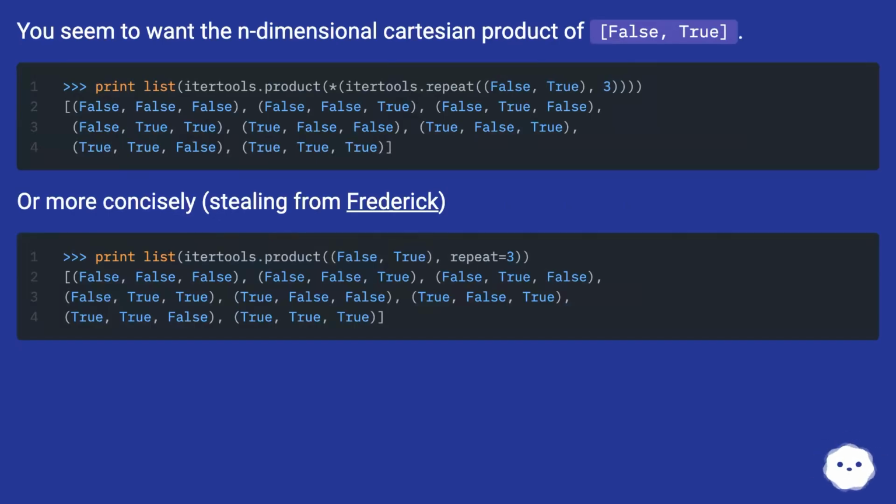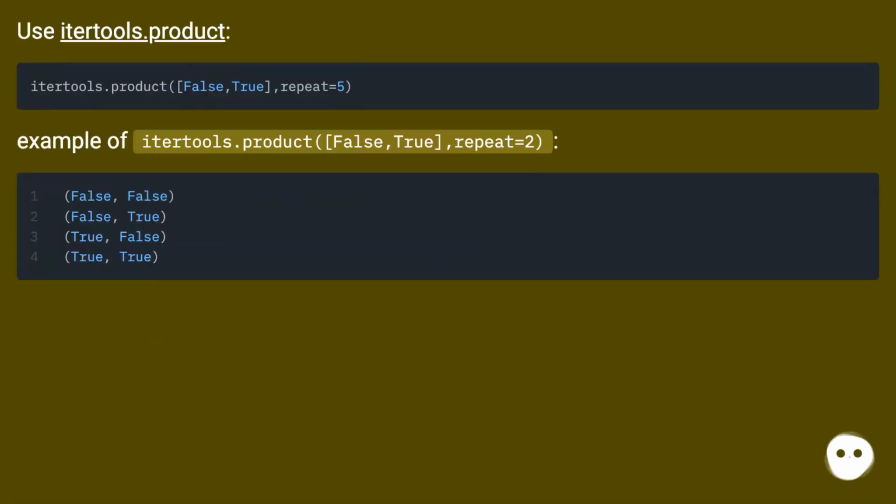You seem to want the n-dimensional Cartesian product of false, true. Or more concisely, stealing from Frederick, use Itertools.product. Example of Itertools.product, false, true, repeat equals 2.